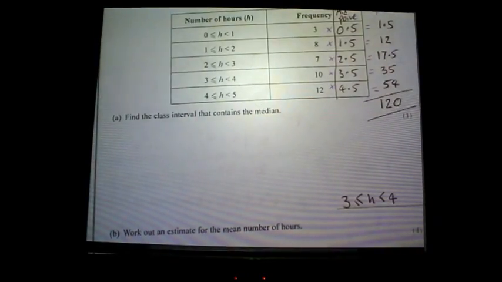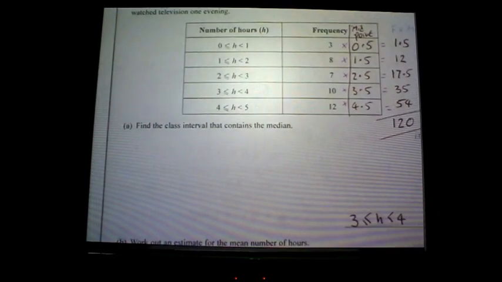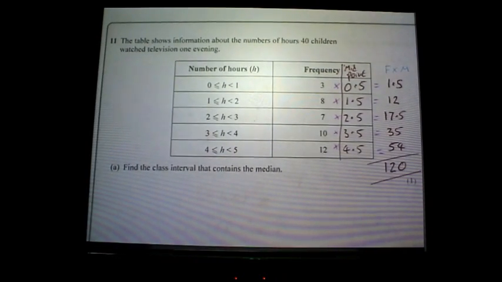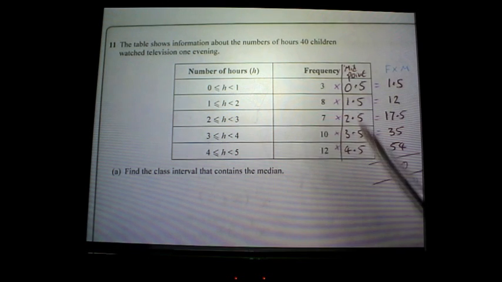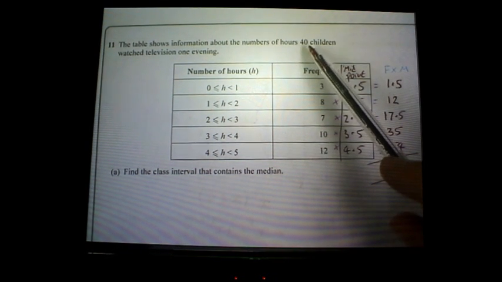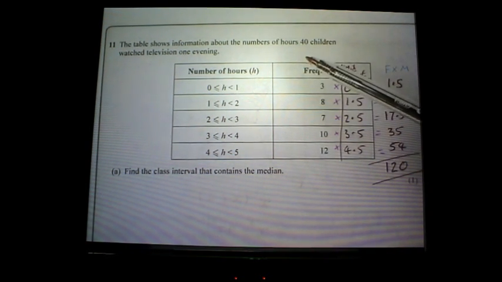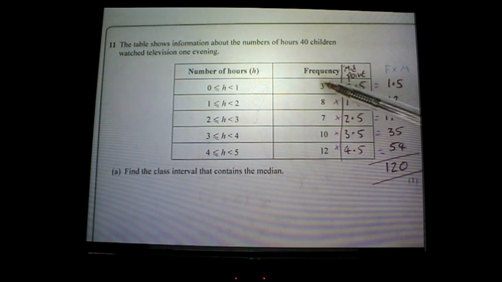This is the mean of group data. First of all, find the class interval that contains the median. There's 40 children, so the median's the middle one, so you want the 20th child. So where is the 20th child?